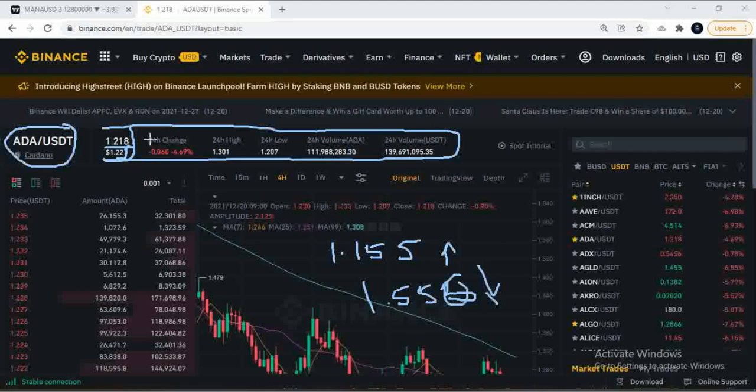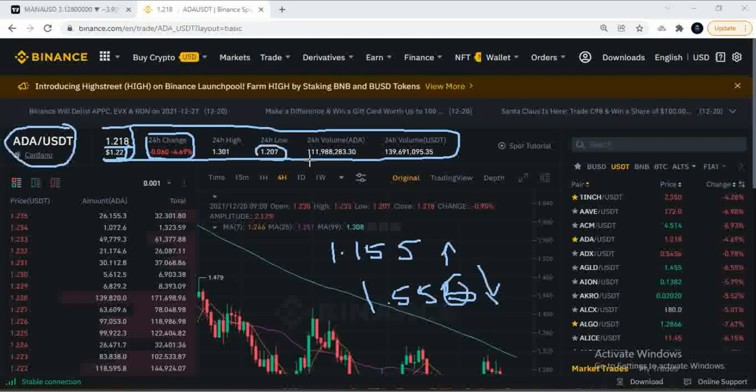You have here the last 24 hours change is minus 4.96%, which has also changed 0.060 in price. Okay, you have also the 24-hour high, in the current trading day, or probably 24 hours, where price has made a high of 1.3 and also made a low of 1.207.